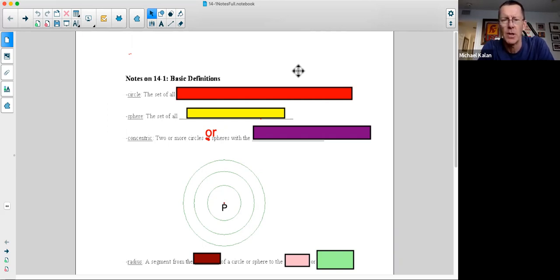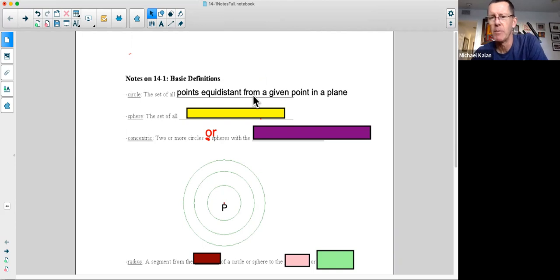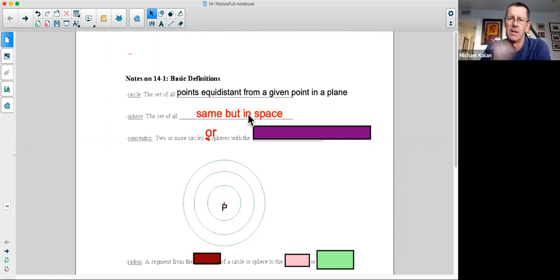Circle, what is the circle? It's a set of all points equidistant from a given point in a plane, okay? In a plane. A circle is just two-dimensional. It's on a piece of paper, on a whiteboard, on a computer screen. A sphere is the set of all points, same as above, but in space. In other words, it's three-dimensional.